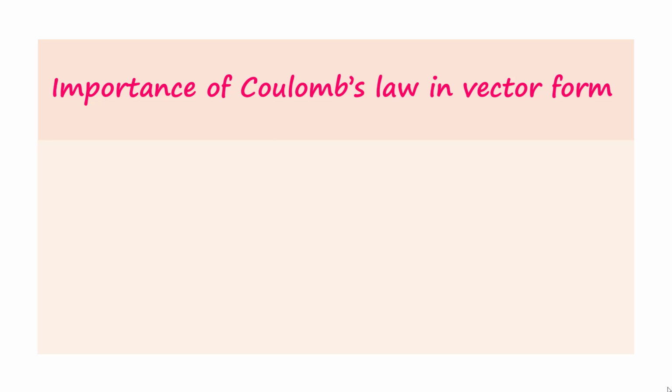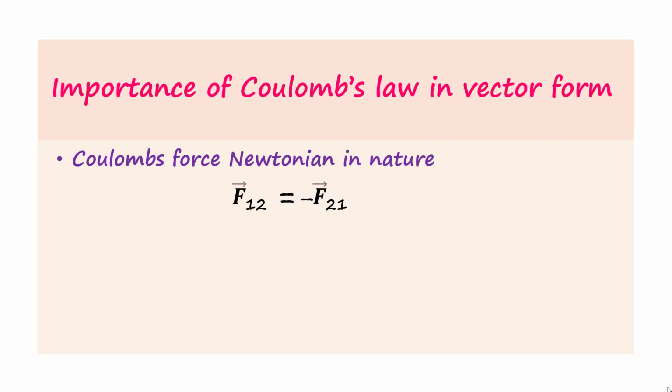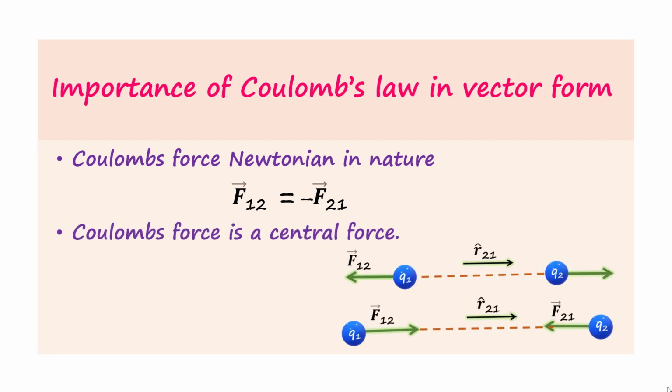What is the importance of Coulomb's law in vector form is that it shows that the Coulomb's force is Newtonian in nature, because it straight away shows that F12 is equal to minus F21. That is, the forces are equal and opposite to each other. And also, this law shows that the Coulomb's force is a central force. That is, this force acts along the line joining the two charges.